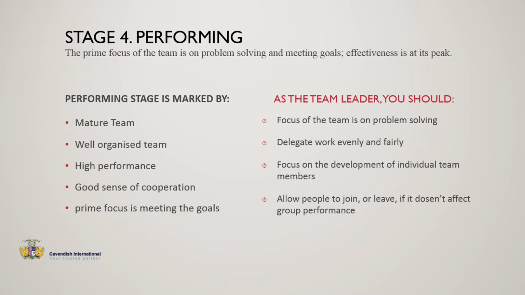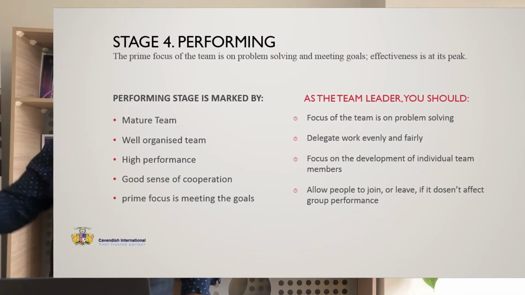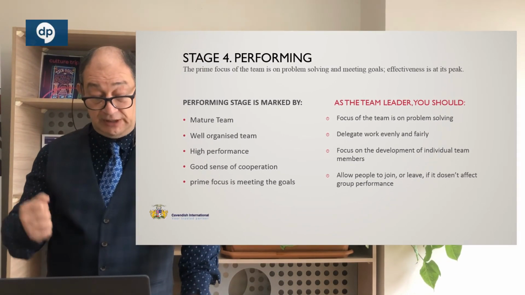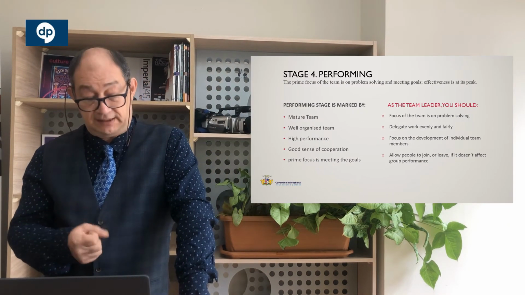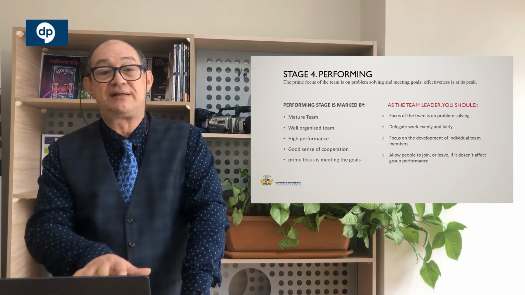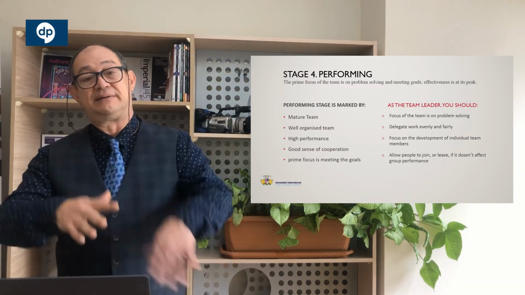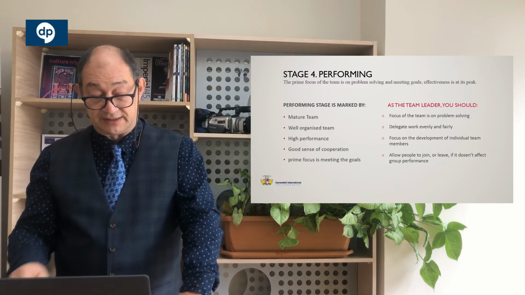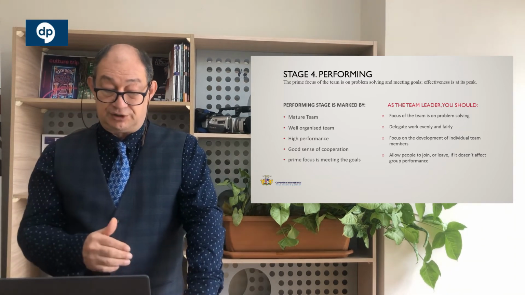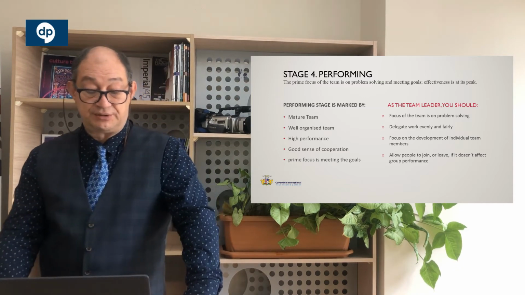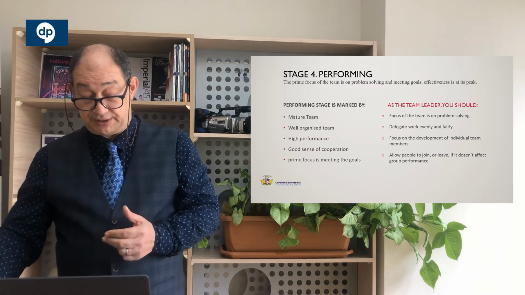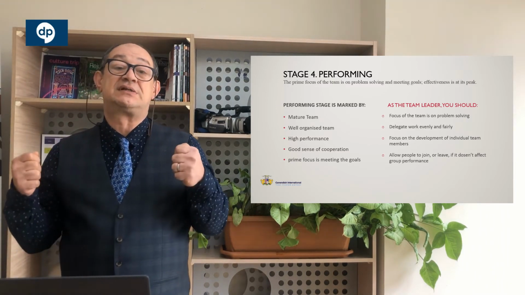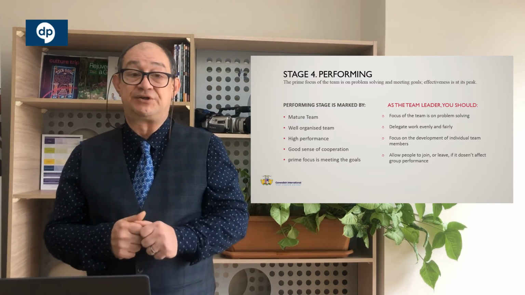Now we're going into the performing stage, which is a key stage. Here we have to start delivering, whatever is the objective and task. At this stage, the team is mature, it's a well-organized team. If you haven't gone through normalization, your team probably will disassemble and you go your own ways. We should have gone through normalization. Now we are a mature team, a well-organized team, high performance, good sense of cooperation, and the prime focus of the team is meeting the goal, delivering the job on time.